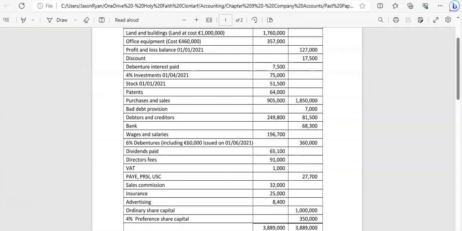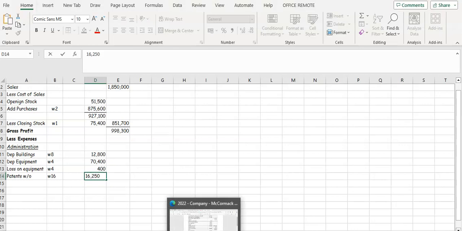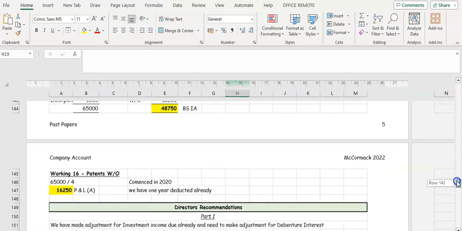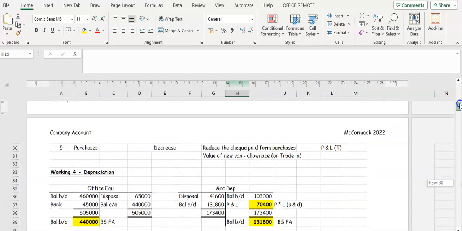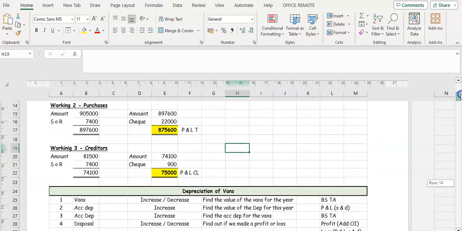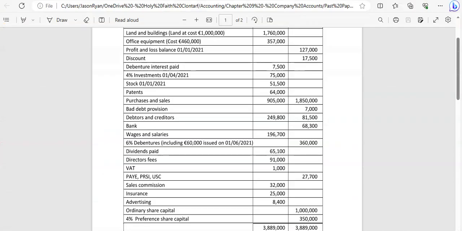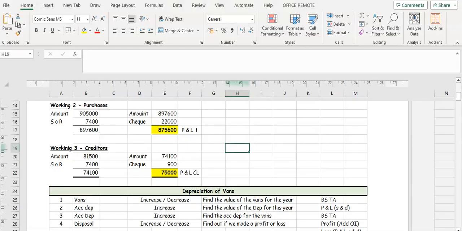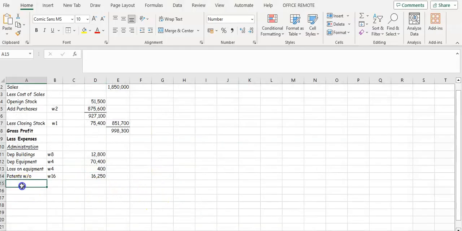Then we go back to our trial balance again, just working down through. So we got patents, purchases and sales, that's trading, bad debt provision. So that's going into the balance sheet, debtors and creditors, balance sheet, bank, balance sheet, wages and salaries, 196,700. I think we had a working on that as well. So let's just go back and see if we have a working on our wages and salaries. 196,700. I don't think there was one as part of this. No, so it's going to go in as is in the trial balance. So wages and salaries, 196,700.